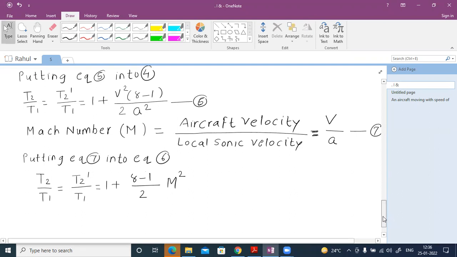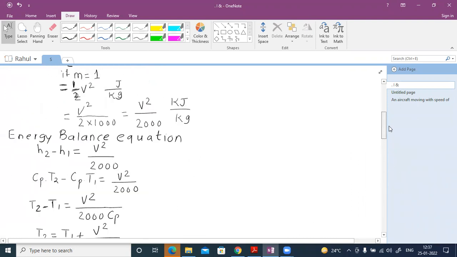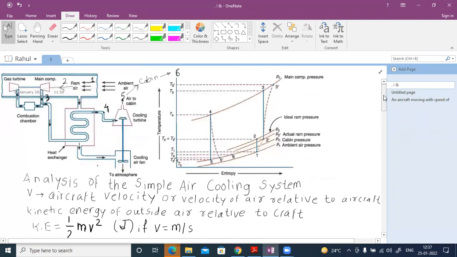Yes, let me know. See how long the derivation we have seen? Is that okay with this one? Okay, so see, one was the inlet condition, two was the exit condition. One is the ambient condition, that is the inlet condition. Once it is rammed, it is getting out at point number 2. Point number 2 is the inlet to the compressor, and point number 3 is the exit of the compressor.